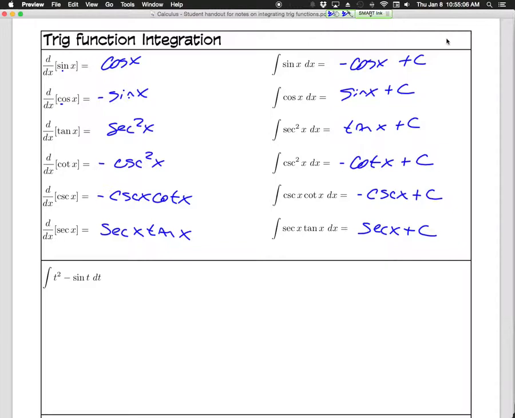So if you forget how to integrate any of these, what should you do? Take the derivative. You should go back over, take the derivatives, and that will help you remember how to integrate. Alright, so let's do a few problems that involve them.